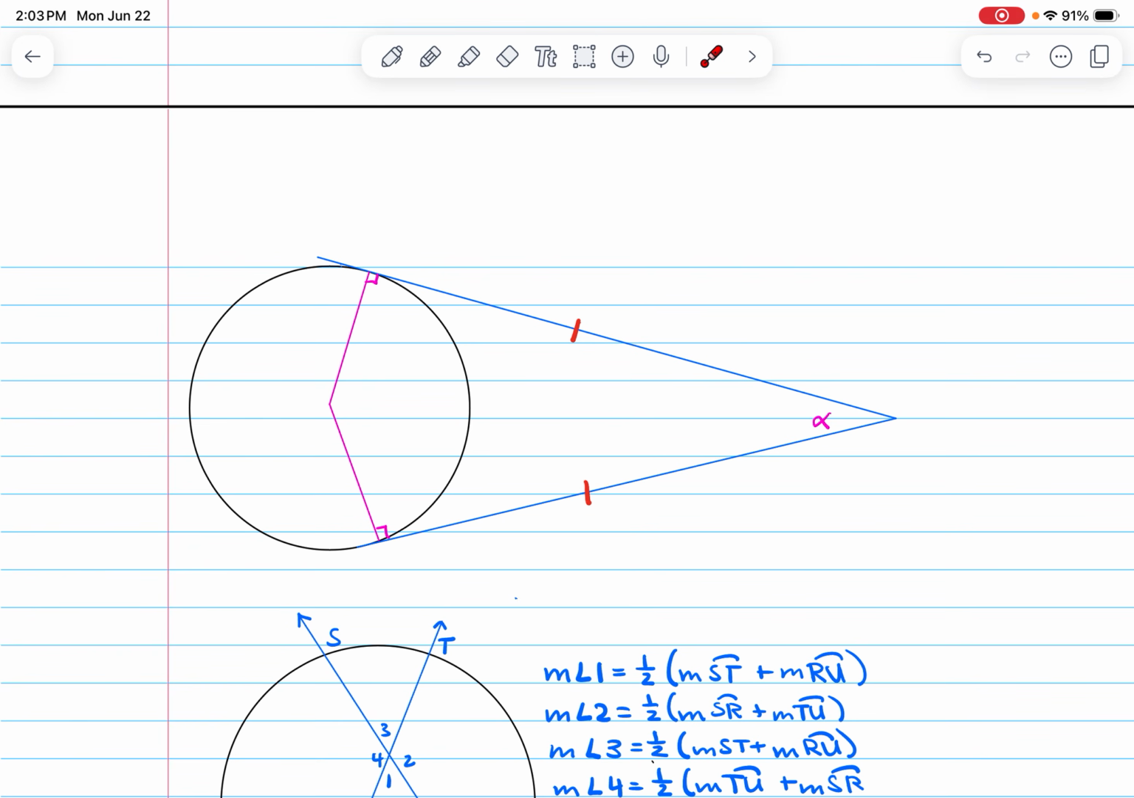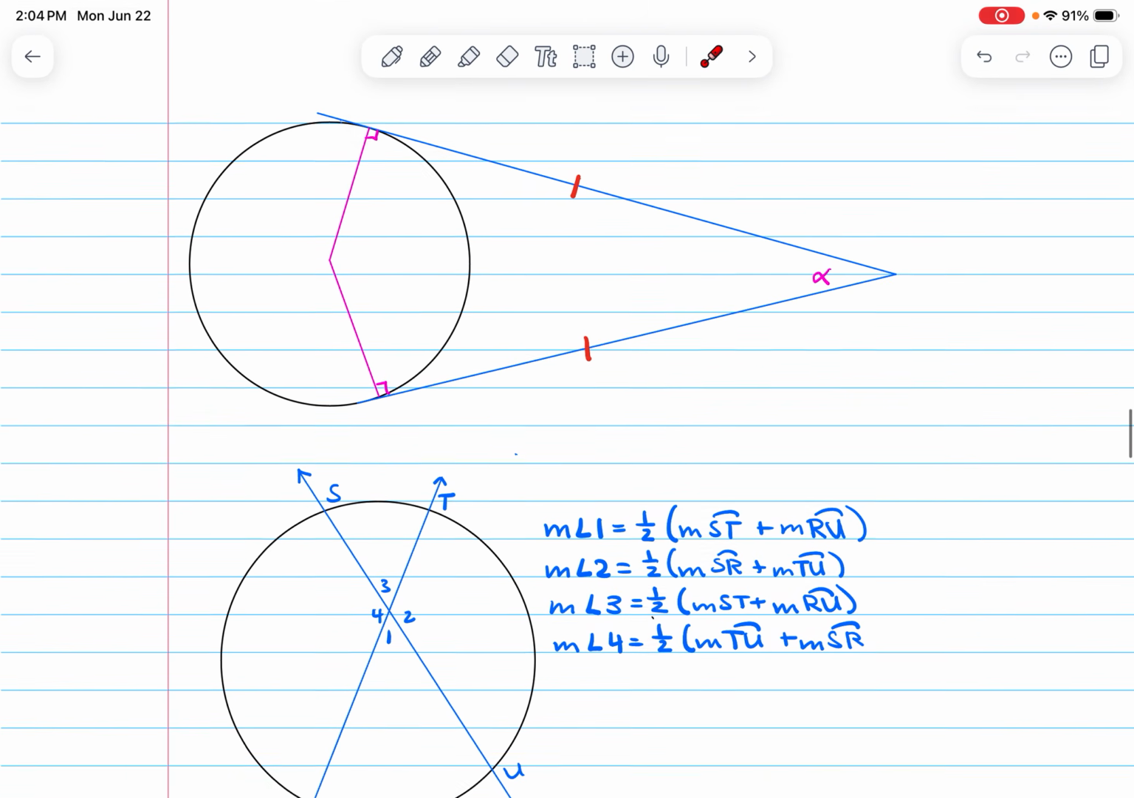Now, here's something that happens. You have this point where two tangents meet. They are going to produce these two segments, these two tangents, from here to here, that are going to be congruent. So from this point to this point, and from this point to this point, they produce these segments that are congruent. So that's something else to take note of.